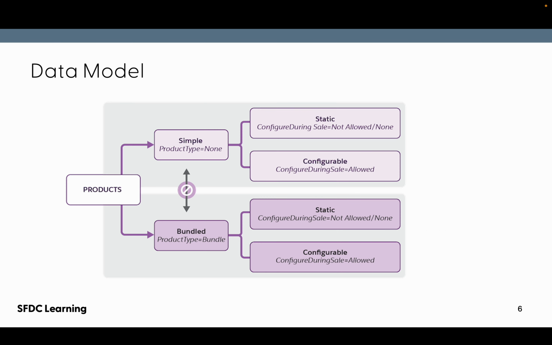Now, let's see the data model as well. The product is defined in two ways, product type simple and bundled. A simple type can be static and configurable. Even a bundle can be static and configurable as well. But as I mentioned earlier in my videos, if the product is defined as a bundle or simple, you cannot change the product type later on. Now we talked about bundle. The bundle can be static or configurable. And the third variation is that the bundle can be dynamic as well.